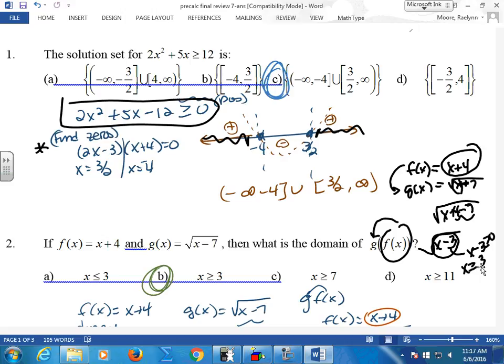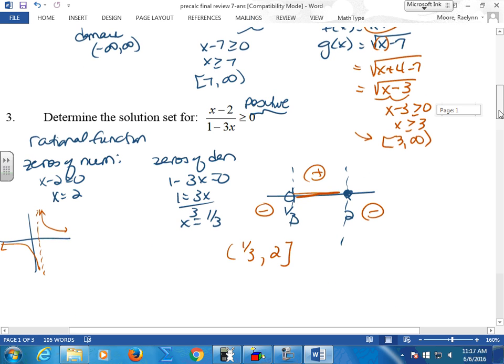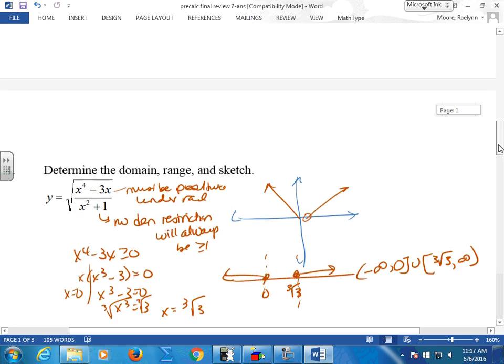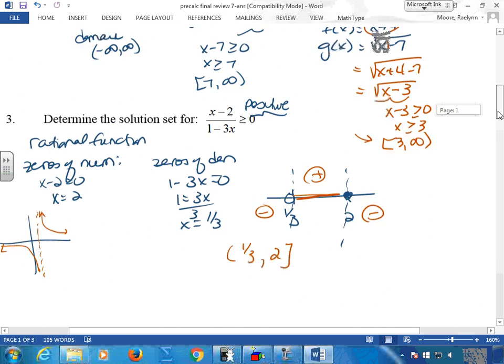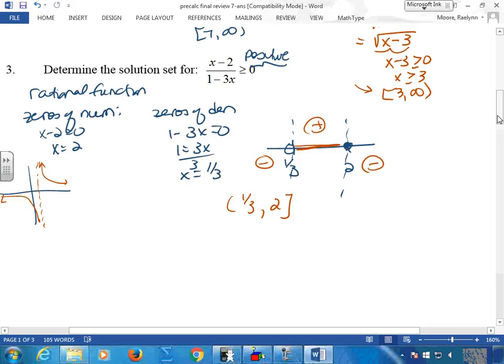Remember, and I put it on your formula sheet, you have three domain restrictions. One is a denominator, cannot be zero. Another is a radical, cannot be negative. Take whatever's in the radical, set it greater than or equal to zero. The third is a radical in a denominator. Cannot be negative or cannot be zero. Set it greater than zero. Okay. We okay with this?